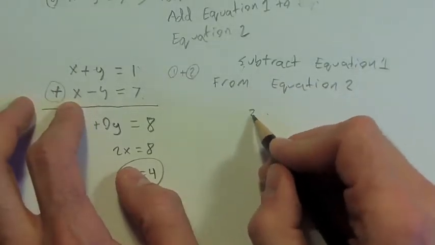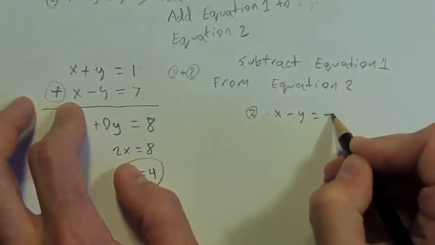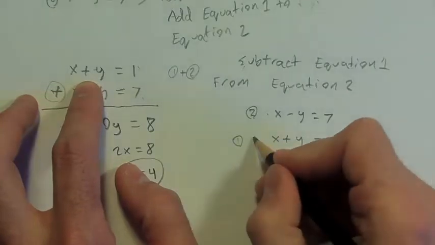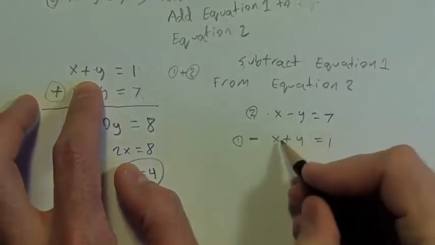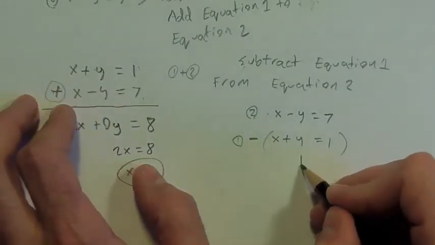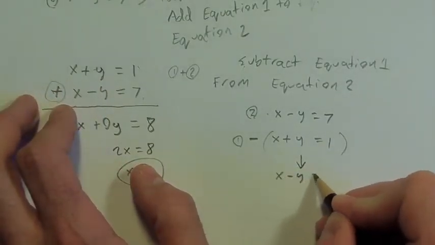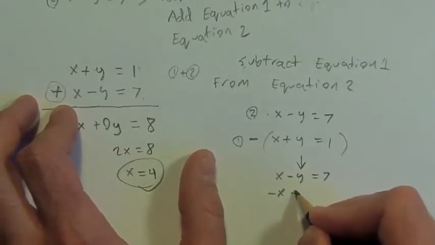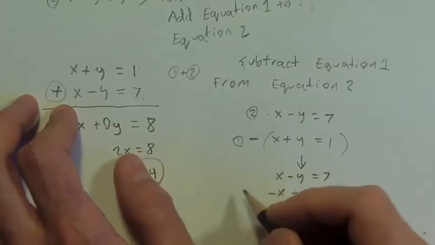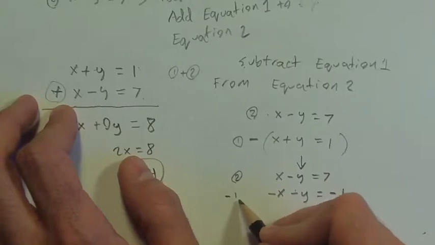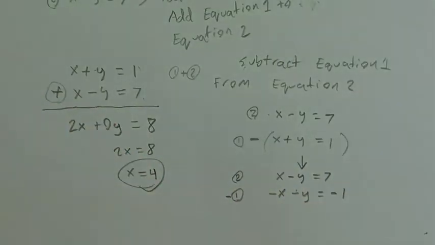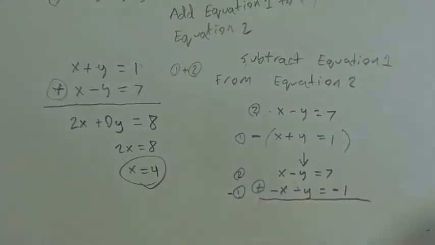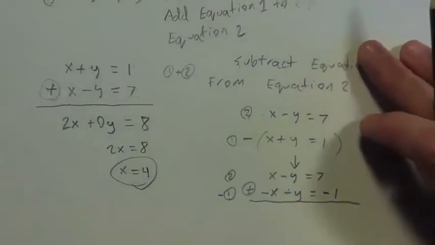So I'll take equation 2, so here's 2, x minus y is equal to 7, and then I'll take equation 1 and I'm going to subtract it. So that means I'm going to change the sign of everything. Right, so I have x minus y is equal to 7, and then if I change the sign of everything, I'll have negative x minus y is equal to negative 1. So here's 2, and here's negative 1. Right, and then we'll add these two. So what I'm essentially doing is, instead of really subtracting, I'm adding the negative equation.